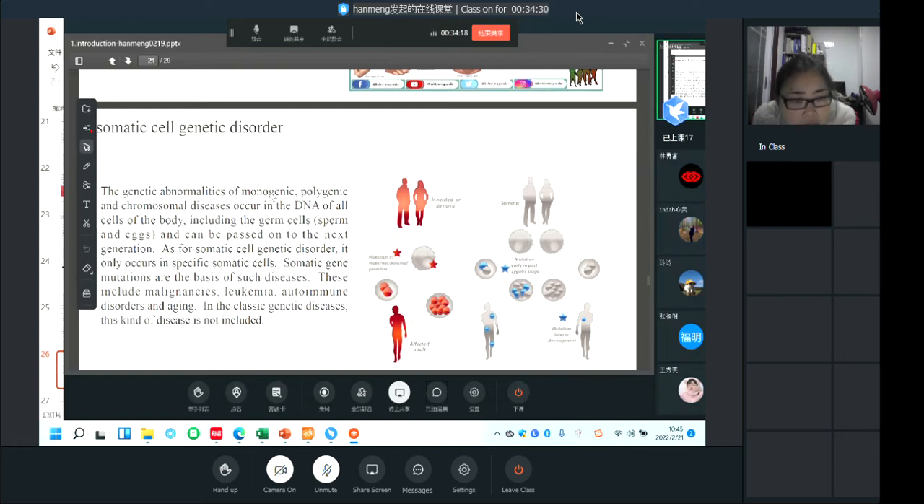As for the somatic cell genetic disorder, it only occurs in specific somatic cells. Somatic gene mutations are the basis of such disease. This includes cancer, leukemia, autoimmune disorders, and aging. The somatic genetic disorder is a mutation of the somatic gene.